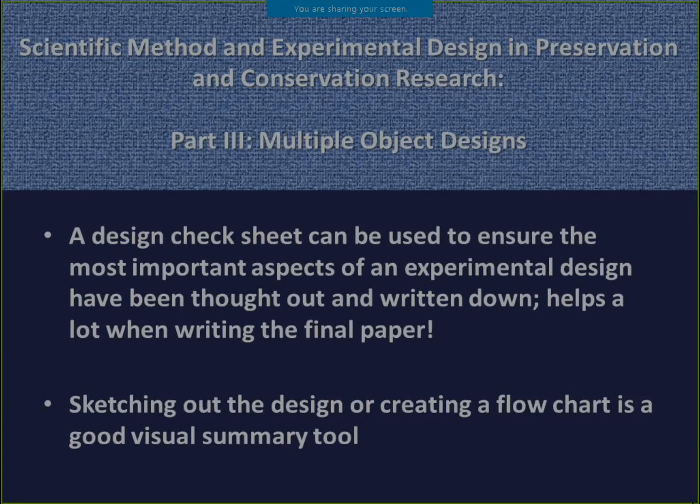We'll move on to the last section, which is going to include parts 3 and 4. Part 3 involves multiple object designs, and we're going to be looking at how to use a design check sheet to ensure that you've thought of the most important aspects of your design and you've gotten them written down. And this is definitely going to help you a lot when you go back to writing the final paper.